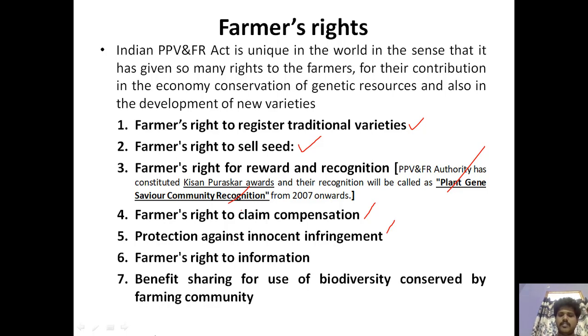Then benefit sharing for the use of biodiversity conserved by the farming community. This is the most important thing, which was also given under various international organizations as well. So for conservation of the biodiversity conserved by the farmers, there are some unique things which have the specific characters. When these are used by someone else for commercial activity, the benefit sharing should be given to the farmers. This was also prescribed in PPVFR.